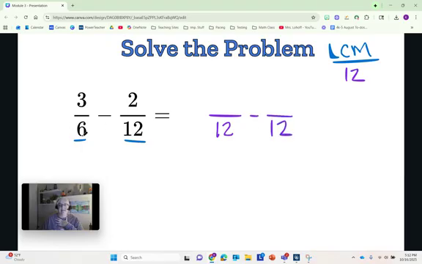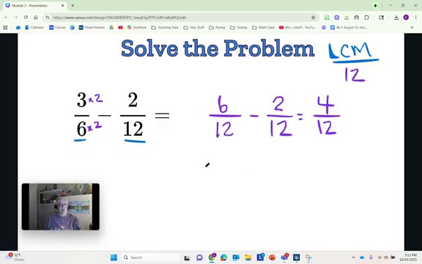All right, to get from 6 to 12, we multiplied 6 times 2. If you do that to one part of a fraction, you have to do the same thing to the top part of the fraction. 3 times 2 is 6. That one's done. Next fraction already has 12, so I just copy over the 2. Now we have denominators that are the same and we can subtract. The denominator will remain 12, and we subtract the numerators. 6 minus 2 is 4.